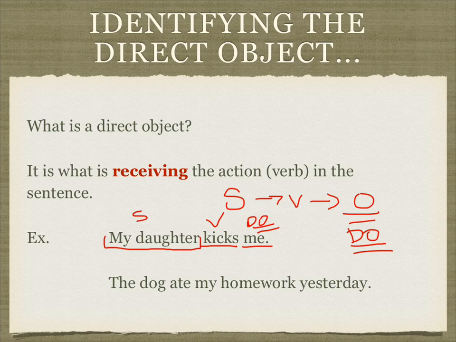For example, here in the second one, the dog ate my homework yesterday. So you have to look at it. One, the dog is the subject. Ate is the verb. And then what was eaten? My homework. So my homework is the direct object. It is what was eaten.